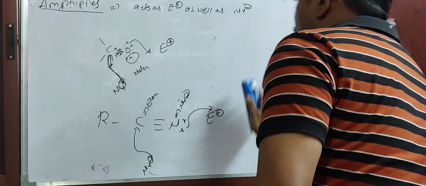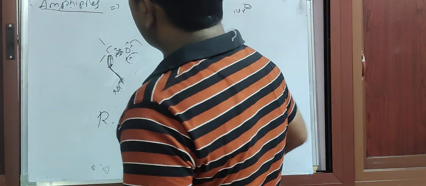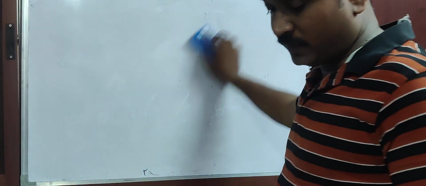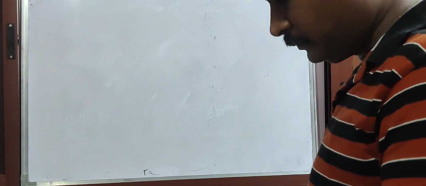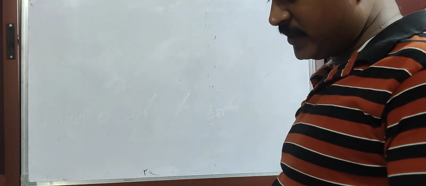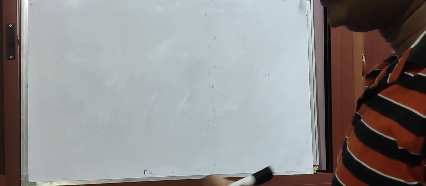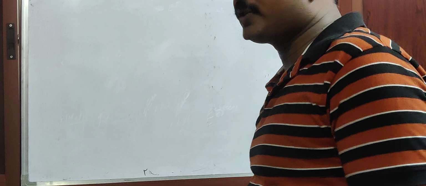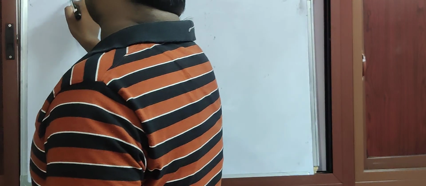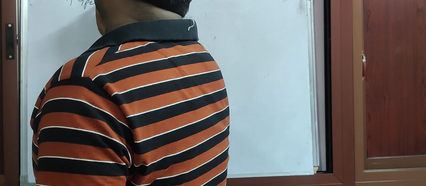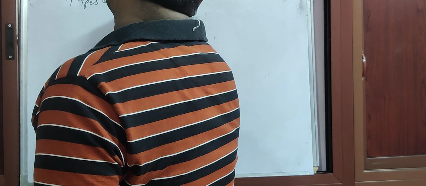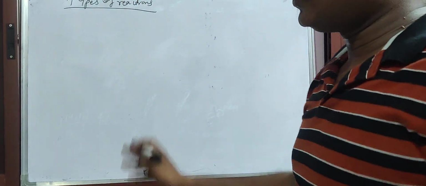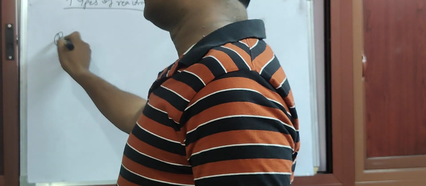Electrophiles and nucleophiles: if you give an example, you can also identify which one is a nucleophile or an electrophile. Identify whether a species is an electrophile or nucleophile. Next, identify the types of reactions. Next, we have to discuss types of reactions. Different types of reactions. First, you have to discuss addition reactions.